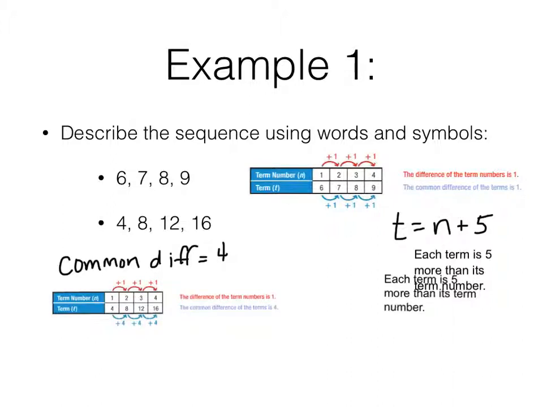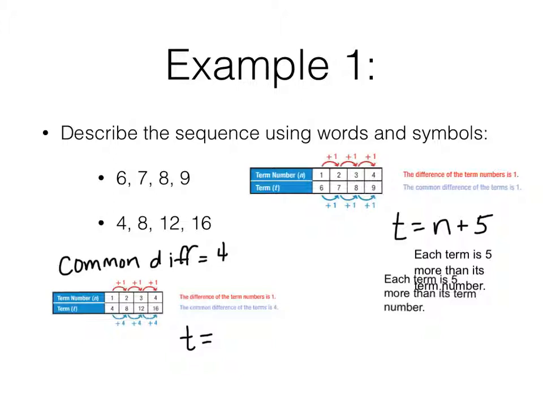And there's our table this time. The difference of the term numbers, again, is 1. And most of the time, well, actually all of the time, because we're talking about a sequence with the first, second, third, fourth term, that's going to be what we have. The difference of the term numbers will be 1. The common difference this time is 4. So this time, how do I relate the term t to the term number n using the information I have?